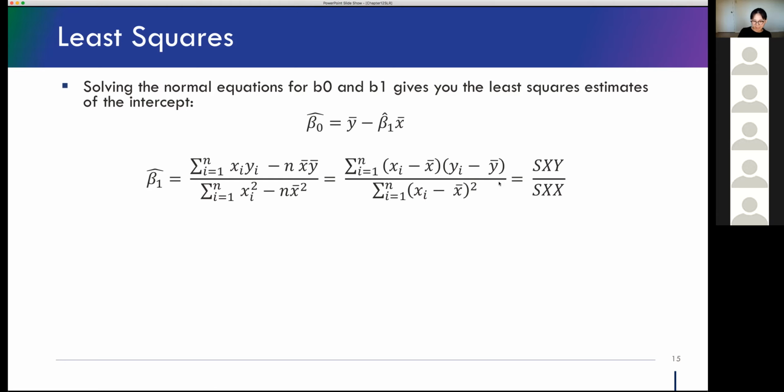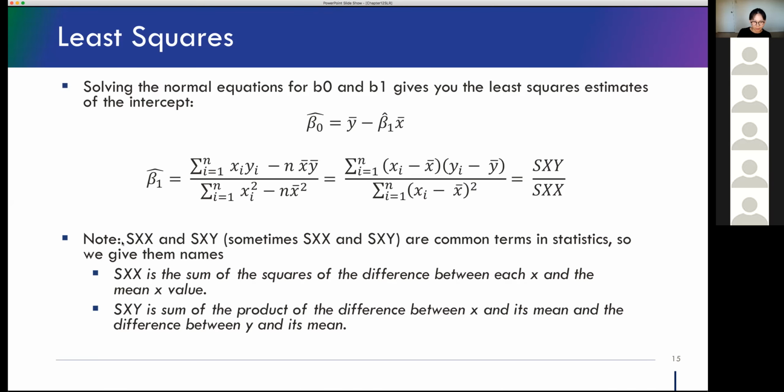It looks quite complex. Well, we write this numerator as SXY, which is basically something about x times something about y. And the denominator, we call it SXX. We will learn how to do the calculation in R. SXX and SXY are very common terms in statistics, so that's why they got their specific names.